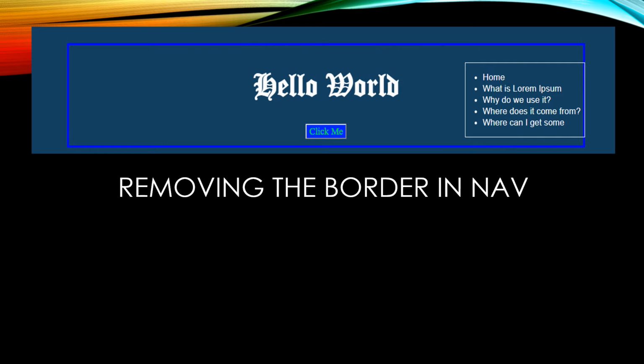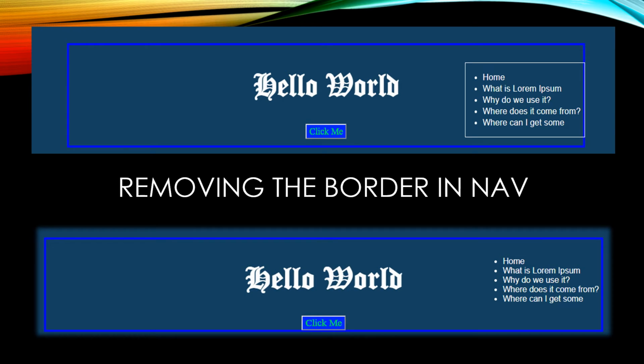So, looking at the image on the slide, this is what our header section looks like, as well as our nav bar. The header section has the blue border. The nav has the white border. When we remove the border in the nav section, it will look as follows. Notice that I did not remove the border from the header. You can if you want. I was just trying to show you how you can remove the border from the nav bar if you don't want the lines.